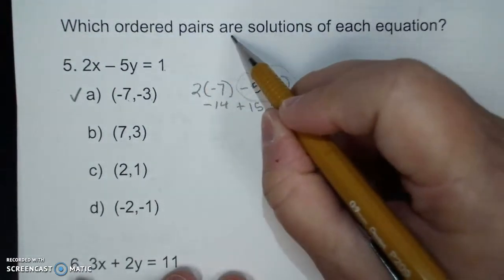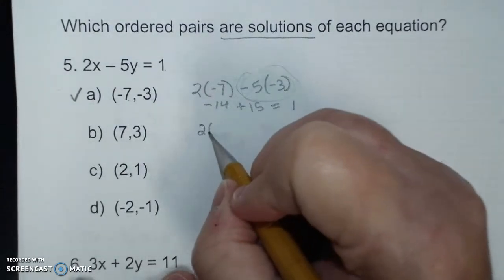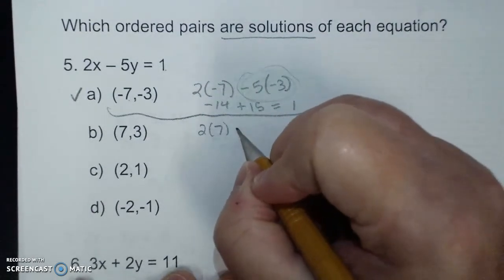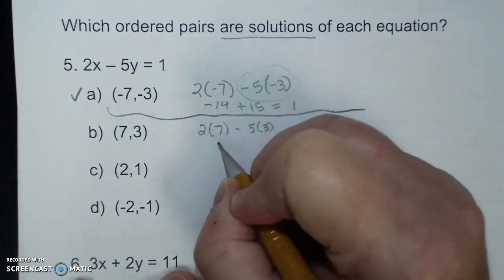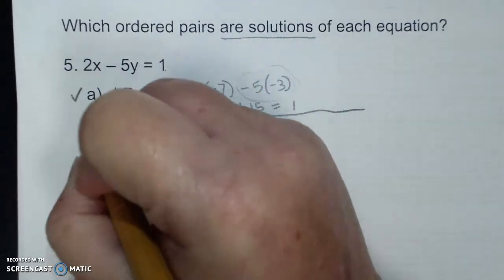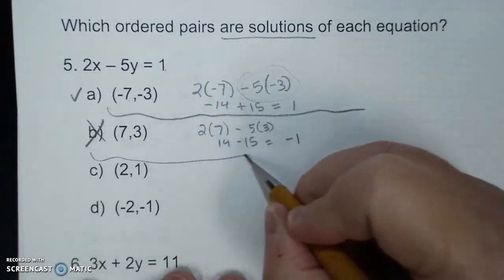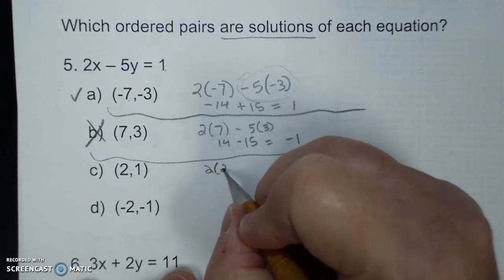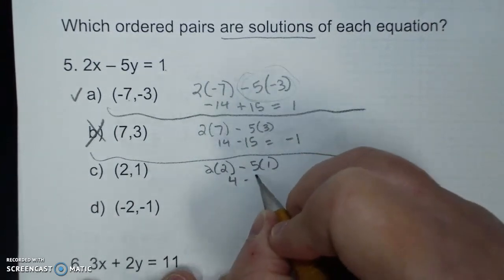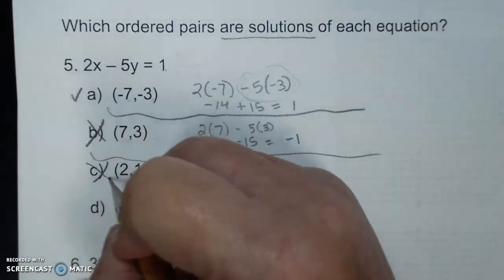And it says which are solutions. There may be more than one. So 2 times 7 minus 5 times 3, 14 minus 15 equals -1. He is not. 2 times 2 minus 5 times 1, 4 minus 5, which is -1. He is not.